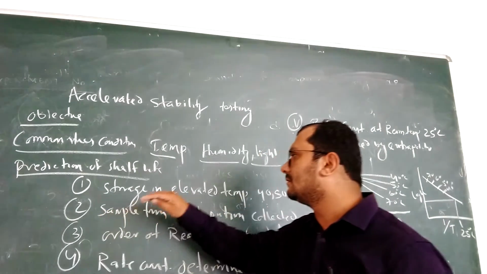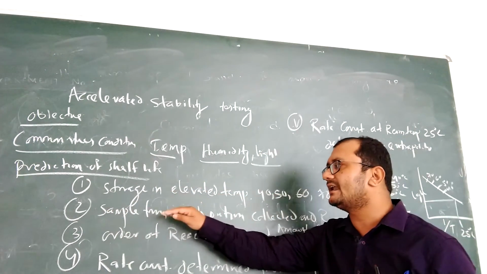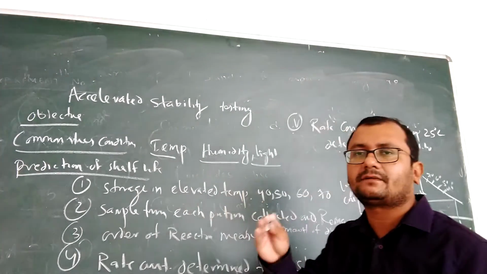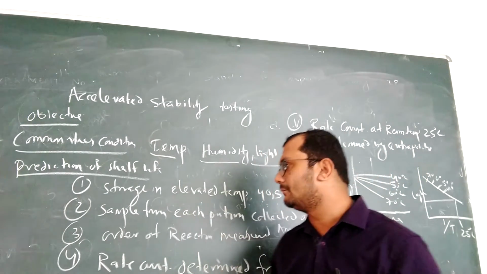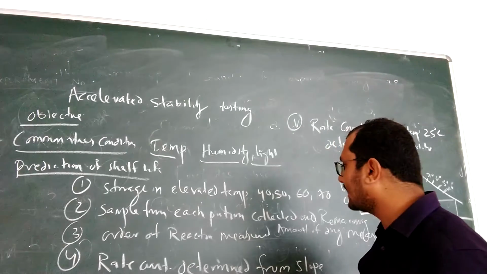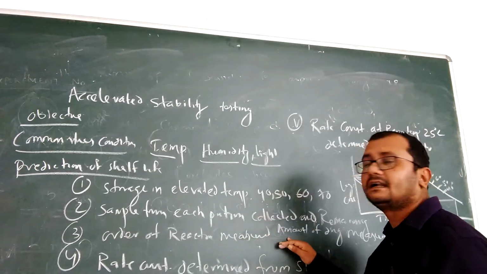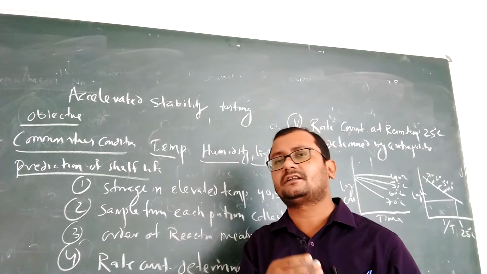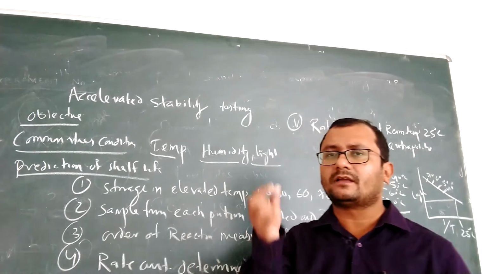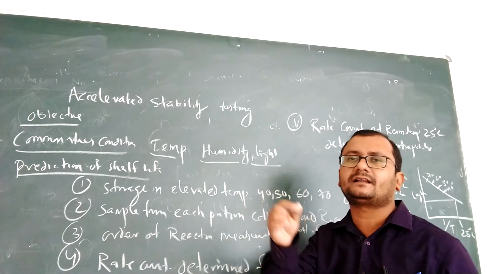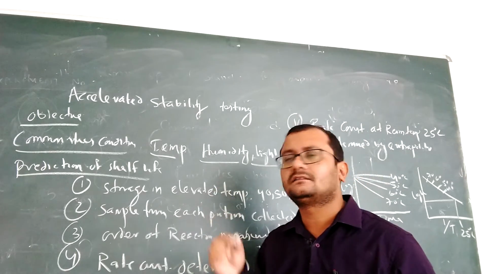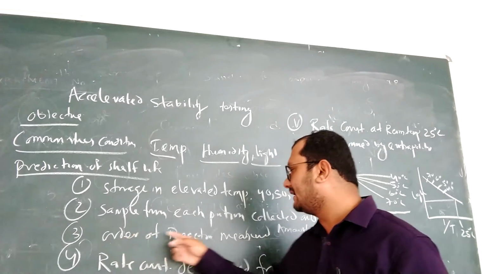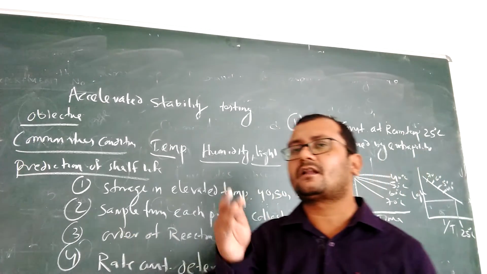Now, second step: at different time intervals, we have to collect samples from the separated portions where we kept different temperatures. Then we have to find out the order of reaction. It may be zero order, first order, or second order, whatever it may be. You have to plot all the data to best fit the line. Where we get a straight line, that will be your order of reaction. After finding the order of reaction, we find the amount of drug remaining.